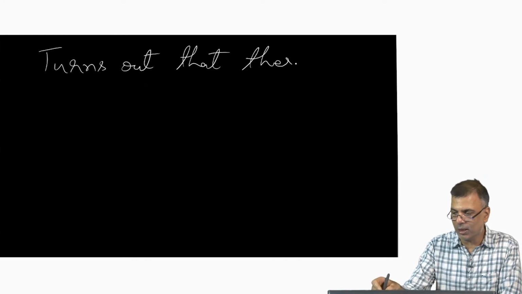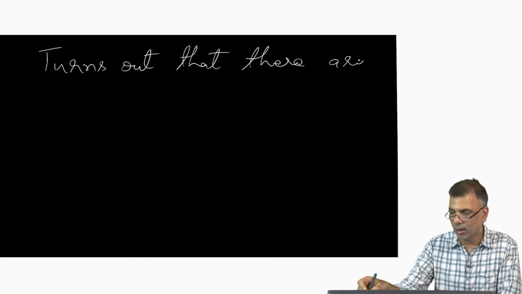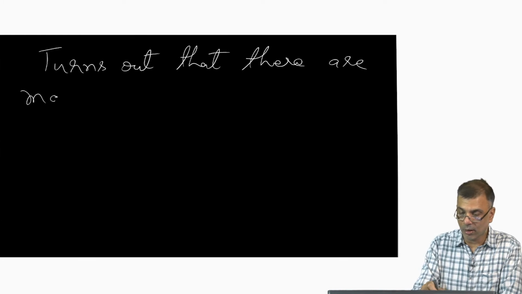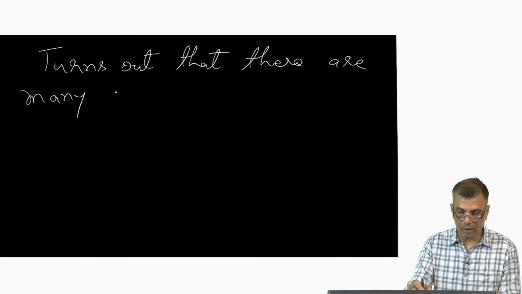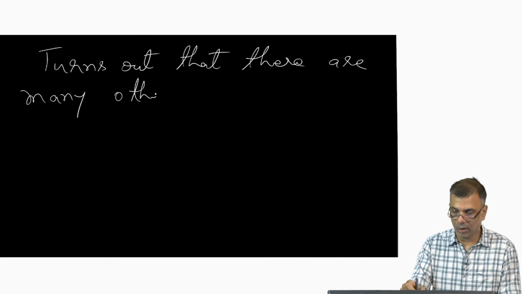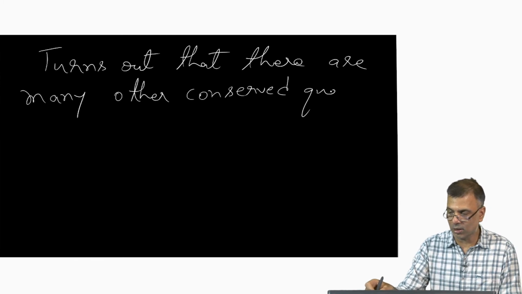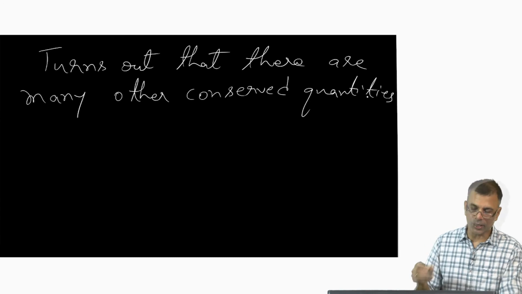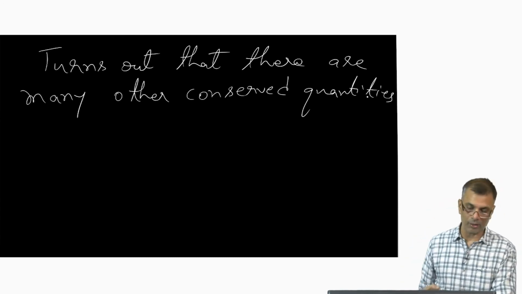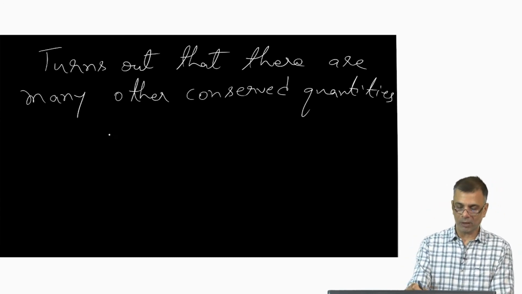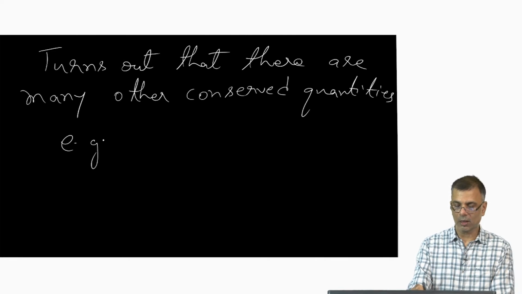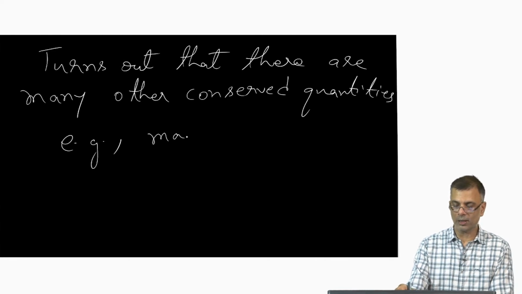It turns out that there are many other conserved quantities in MHD. Well, mass is conserved, so on and so forth, all is fine, but even with regard to magnetic field and such things, for instance, magnetic helicity.